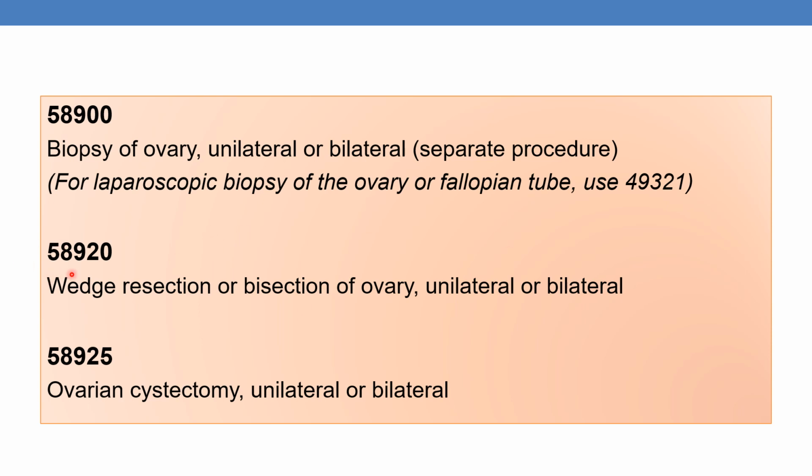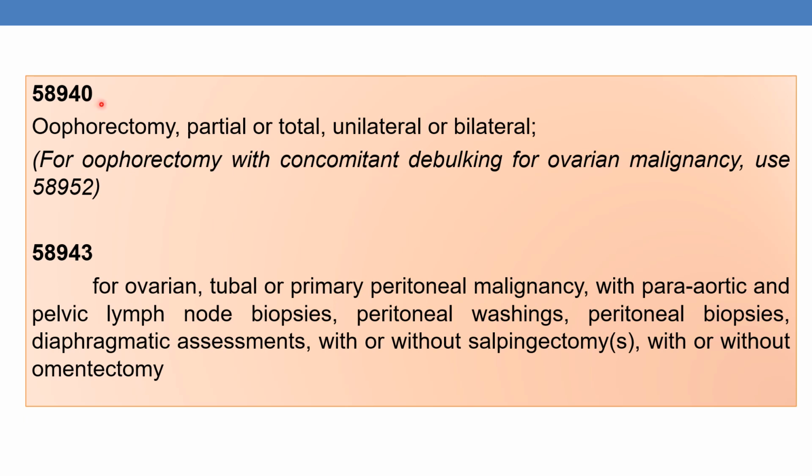Next CPT is 58920. Wedge resection or bisection of ovary, unilateral or bilateral. The next is 58925. Ovarian cystectomy, unilateral or bilateral. The CPT is 58925. Next CPT is 58940. Oophorectomy, partial or total, unilateral or bilateral. And for oophorectomy with concomitant debulking of ovarian malignancy, the CPT is 58952.